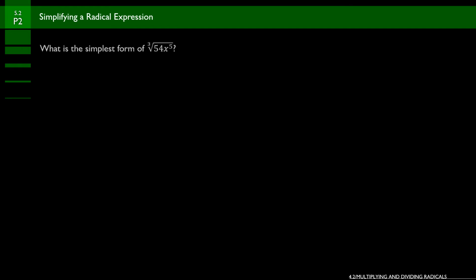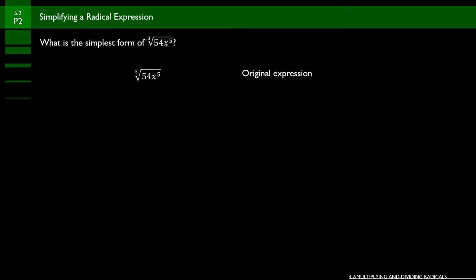For problem number 2, we're going to look at what is the simplest form of the cube root of 54x to the 5th. So what we're going to do is a couple of different things depending on if we're looking at an integer or if we're looking at a power. So that first number underneath in the radicand, the 54, we want to try to break this down into a perfect cube if we can. So we're going to factor the 54 and look for a perfect cube.